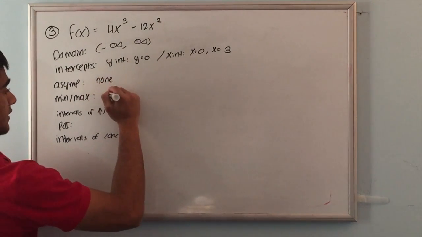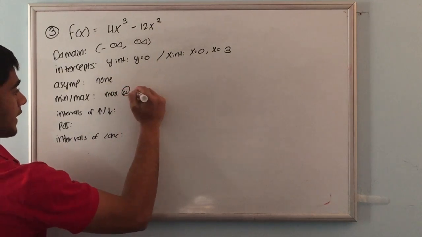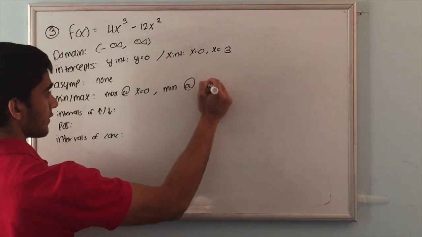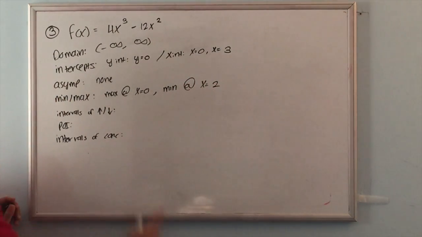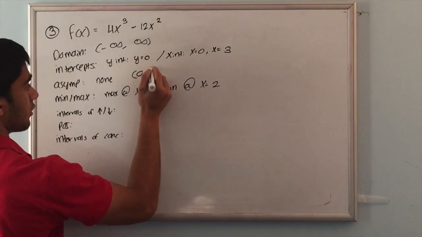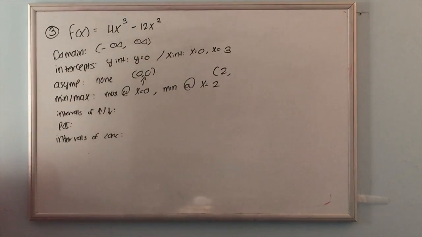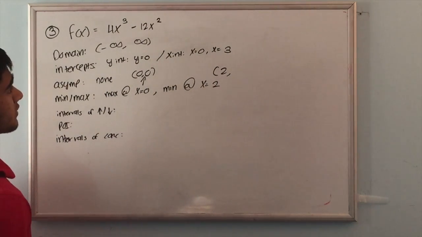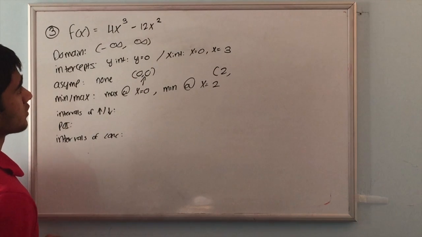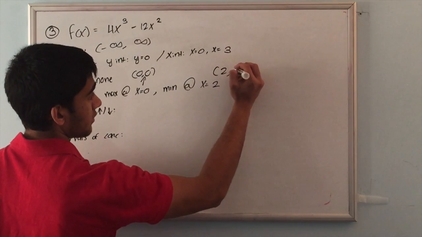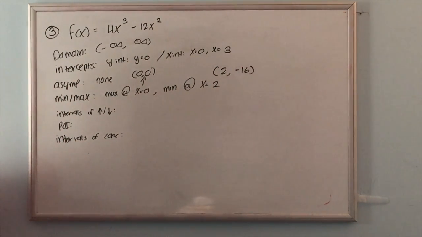We had a max at x equals 0 and a min at x equals 2. And again, if we plug in this point x equals 0, we can find the y-coordinate. So we had a max at 0, 0, and a min at, plug in 2, we get 2 cubed is 8, 8 times 4 is 32, minus 12 times 4. So 32 minus 48, which is negative 16. So we had a min at 2, negative 16.